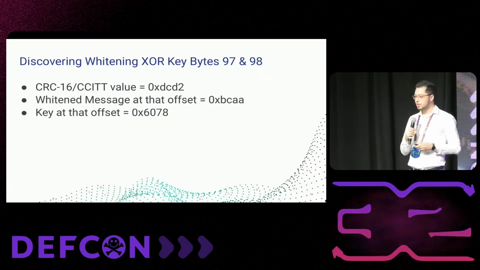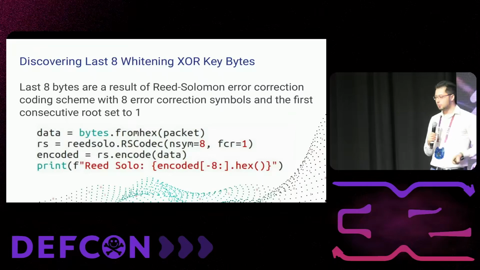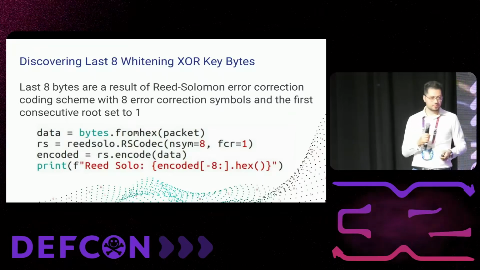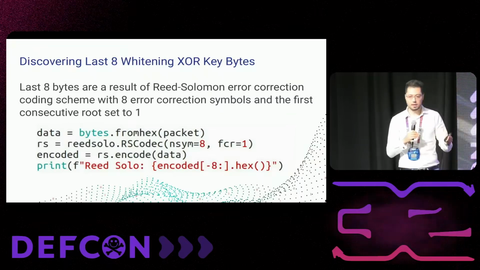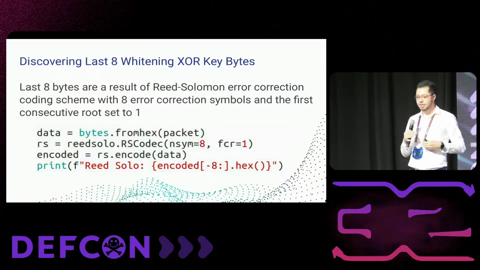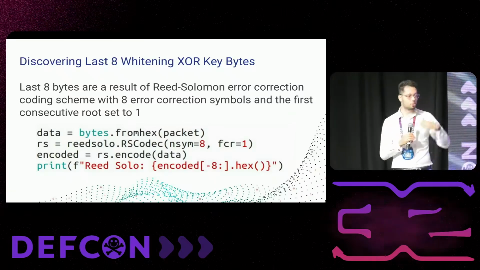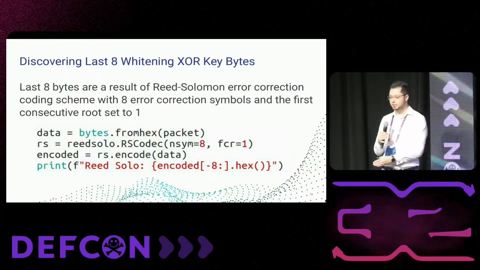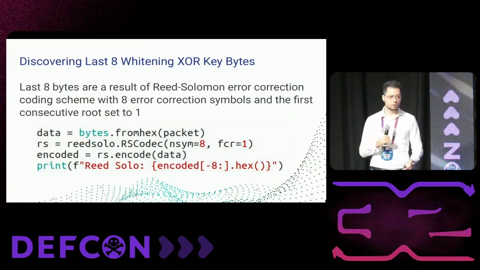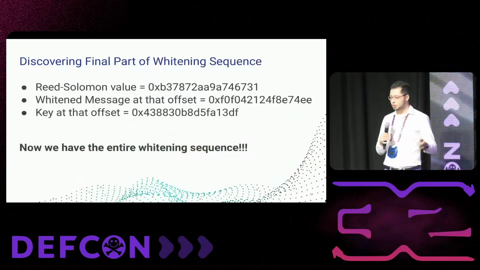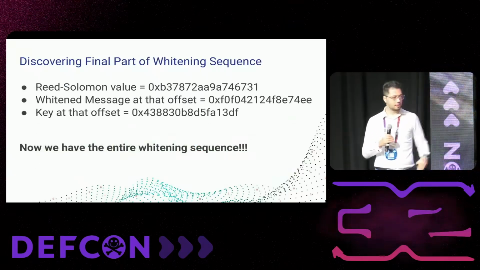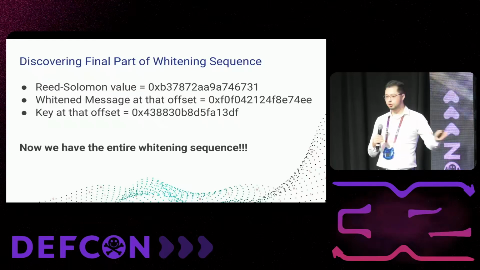Pretty great. Then the last 8 bytes are a result of a Reed-Solomon error-correcting scheme. So goTenna is using both CRC and Reed-Solomon for error detection and correction. A very powerful part about Reed-Solomon is that it can not only detect the errors, it can also correct them. They are using 8 error correction symbols and the first consecutive root set to 1. We're using a Reed-Solomon library and these 4 lines to compute the Reed-Solomon against the packet we found earlier. Once we do that, we get the line in the first bullet. So those are those 8 bytes.